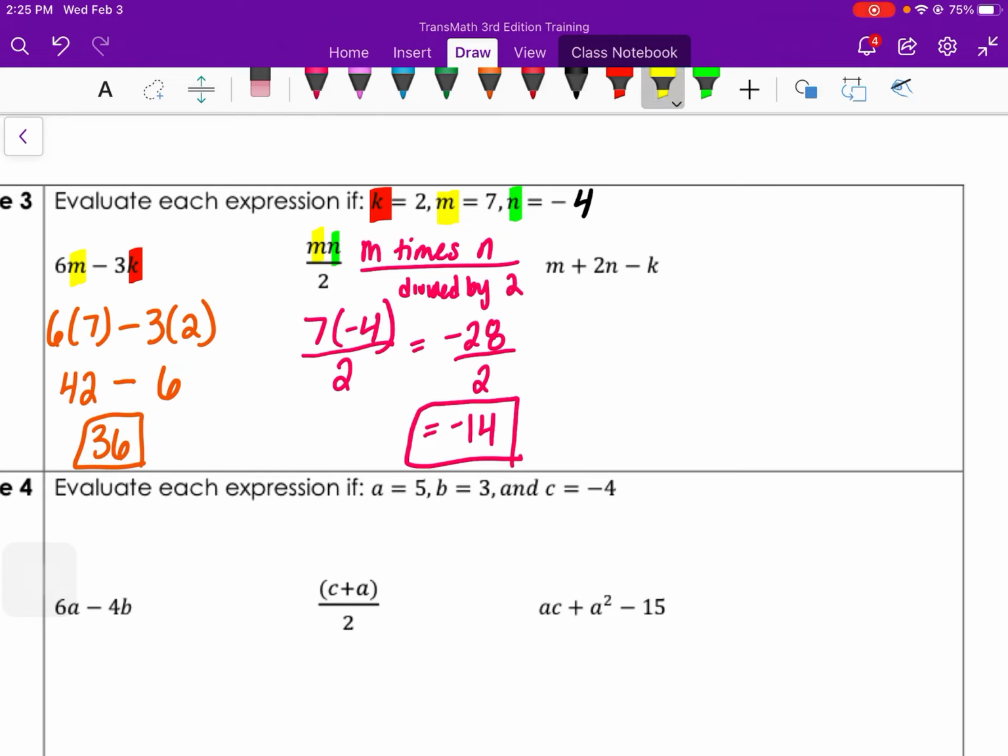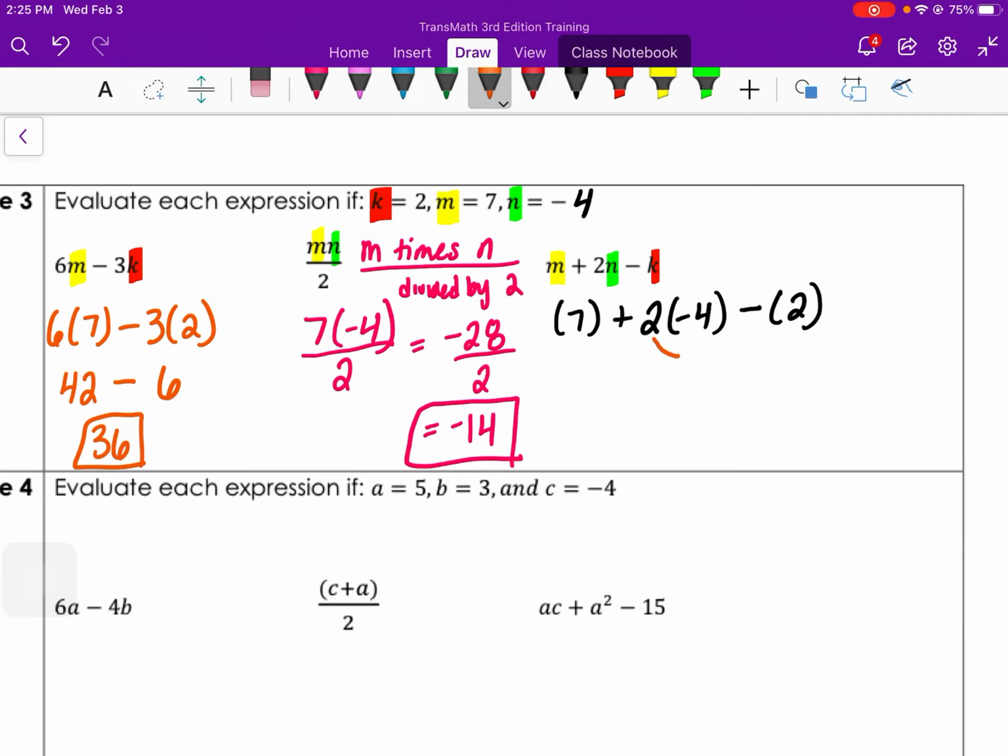We'll try one more time. So remember, 7 goes in for the M. N is -4, and then K is 2. So replacing those values. So first we have an M, so 7. Then plus 2N means 2 times our N value. N was -4. And then minus our K, so -2.